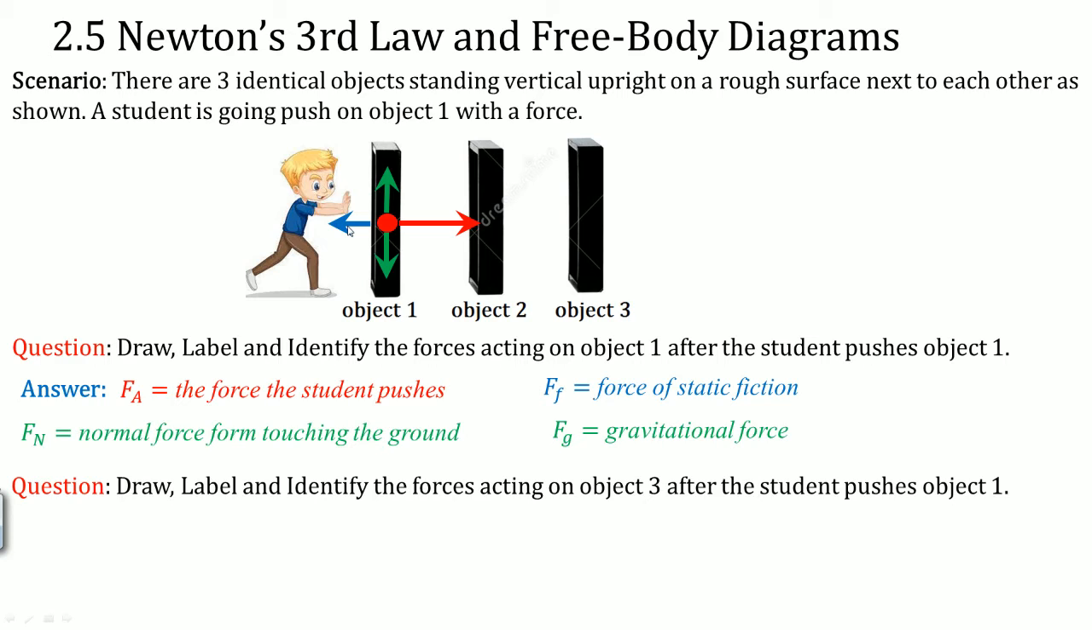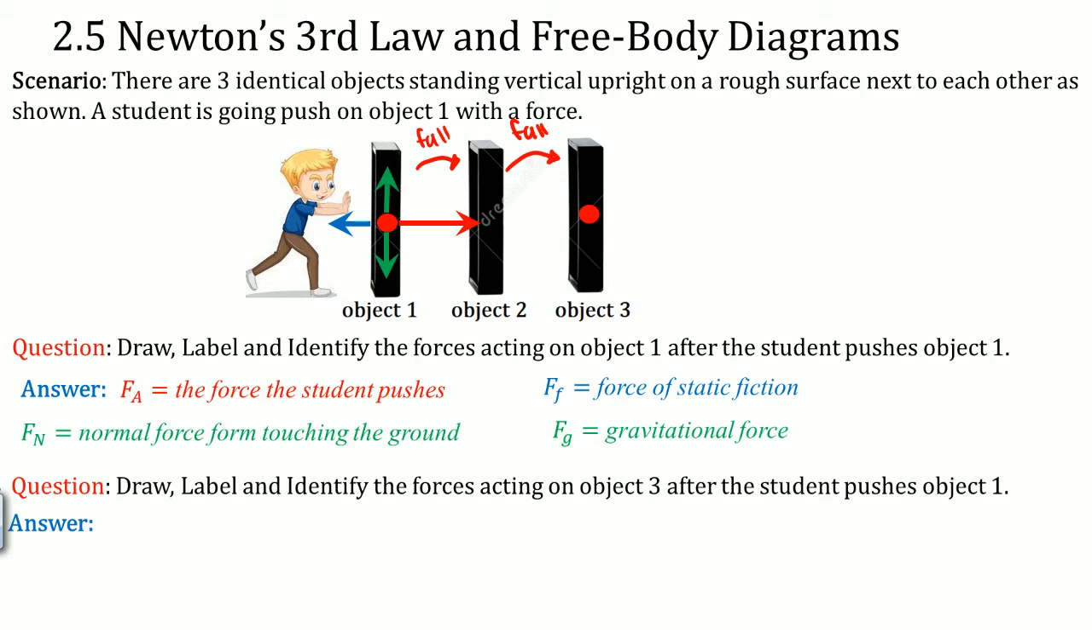The second question: you're now going to draw, label, and identify the force acting on object 3 after the student pushes object 1. Notice, after object 1 is pushed, it falls down on this, then it's going to fall on this. Object 2 is going to fall on object 3. Here's the answer.